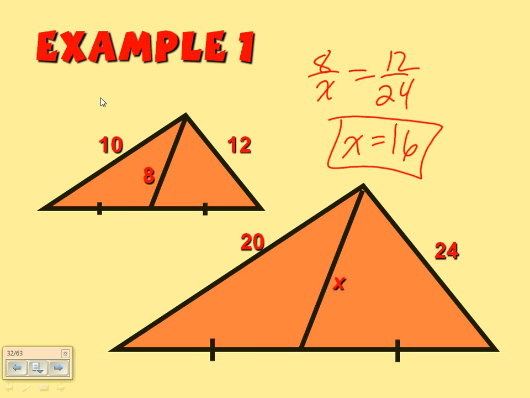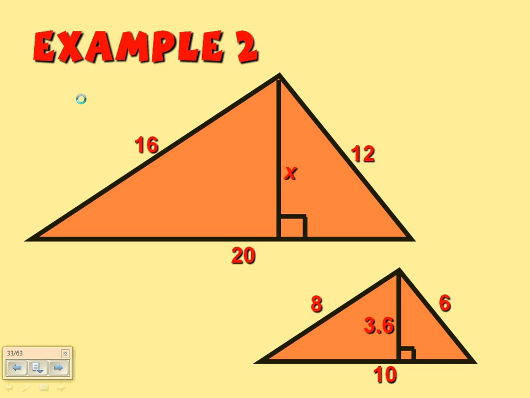Okay, for the next one, example number 2. Notice that it deals with altitudes. And just to let you guys know, both triangles are supposed to be similar. Can anyone help me write a proportion for example number 2? Devon. X over 3.6 equals 12 over 6. And what did you get for x? Good. X equals 7.2. Questions?